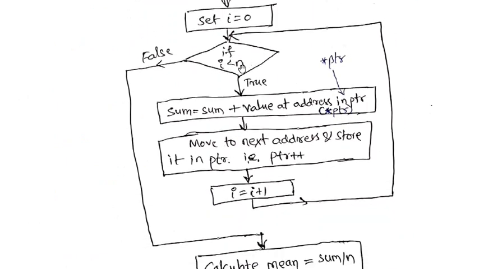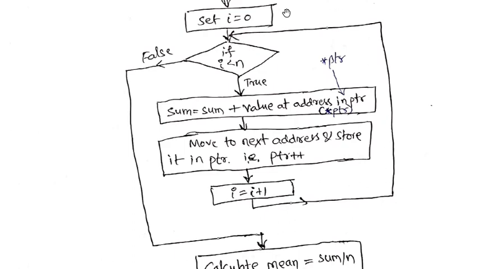If I is less than n, then what? If the answer is true, sum is equal to sum plus the value at the address in ptr. So ptr has an address. Whatever address ptr is storing, what value is stored there? That is *ptr, that is d0. The first element is d0, which we are going to add. Now ptr++ means what? Move to the next address and store it in ptr. Then I is equal to I plus 1.